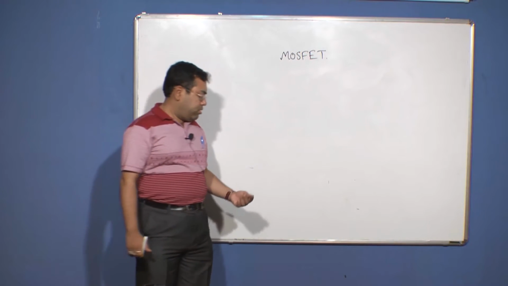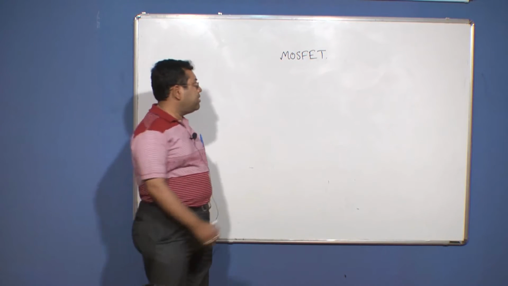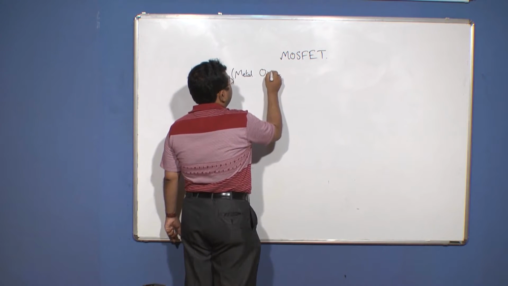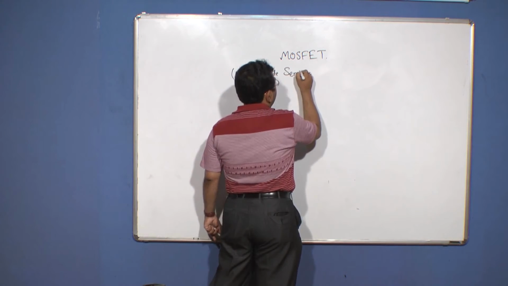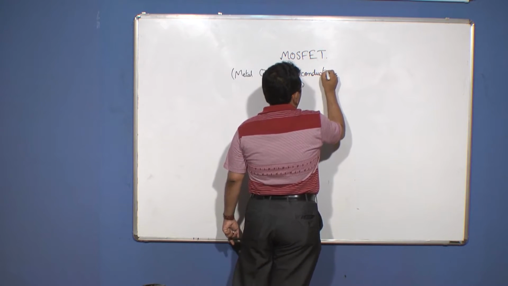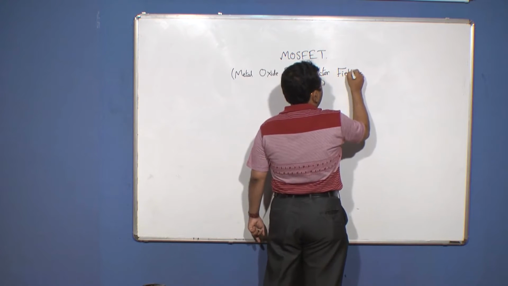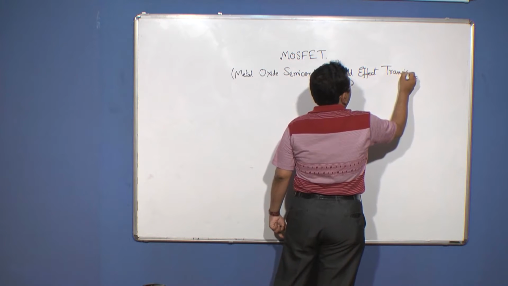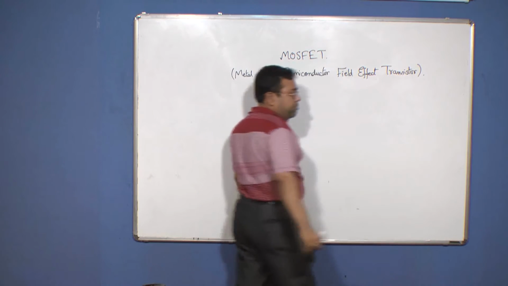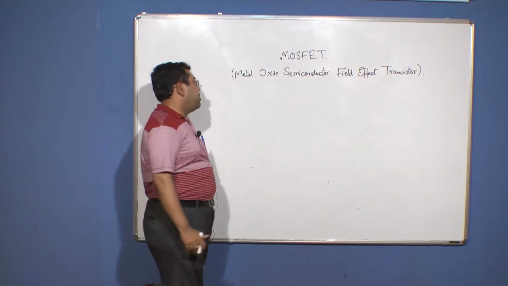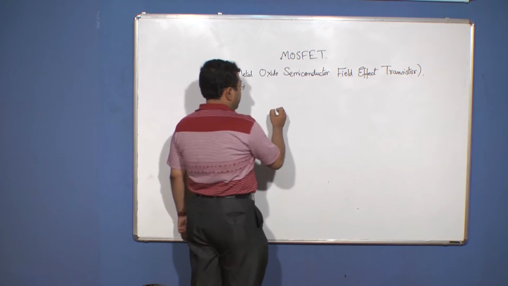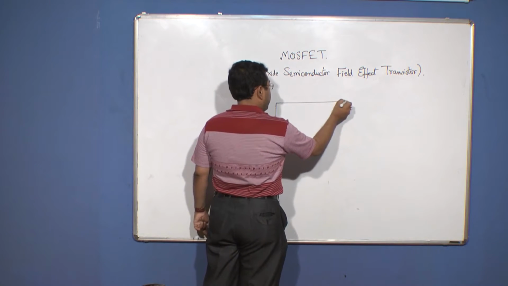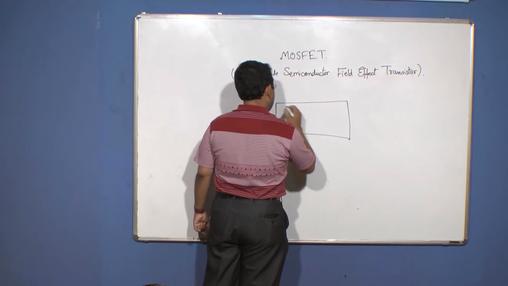Let us discuss about MOSFET, or metal oxide semiconductor field effect transistor. Metal oxide semiconductor field effect transistor. So, the MOSFET basically, as the name implies, consists of 3 layers.